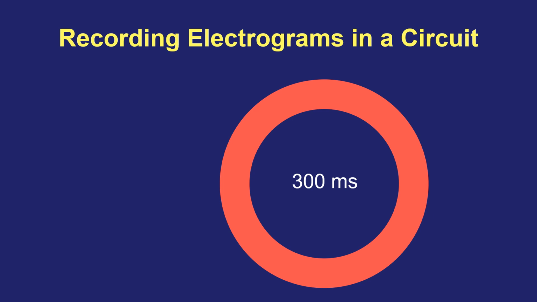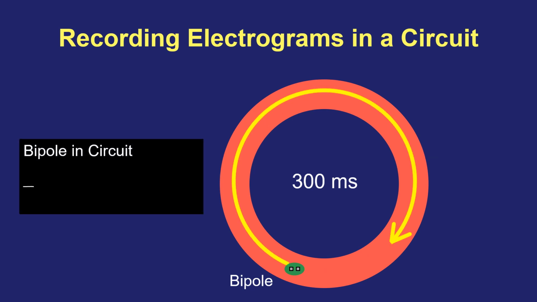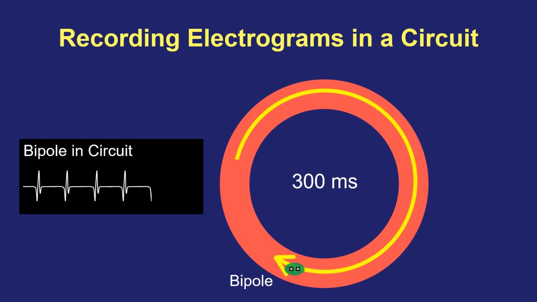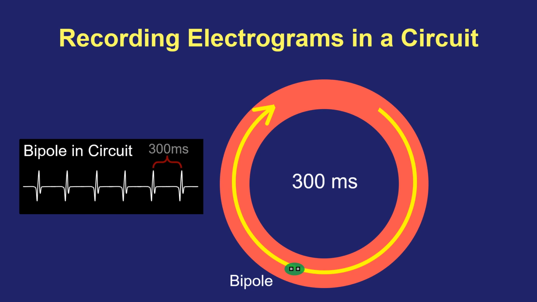So here is a simple circular drawing of a potential circuit. And let's say that the conduction speed around this circuit is 300 milliseconds. That would be the cycle length of this tachycardia. And if we put a recording bipole in myocardium in the circuit, and you have the circuit going, you have reentry going, then you're going to be recording electrograms at that site that will be spaced according to that cycle length. So the distance between these electrograms will be 300 milliseconds.